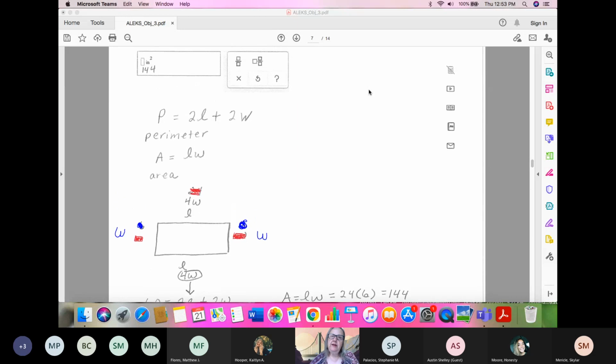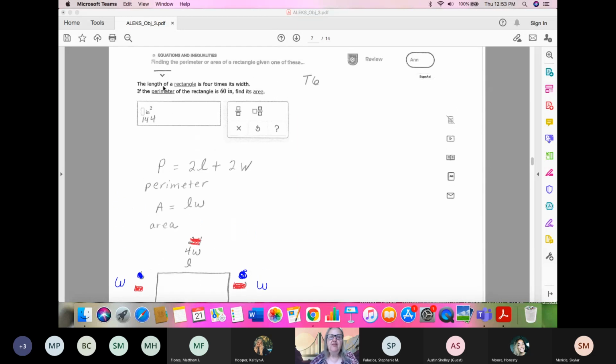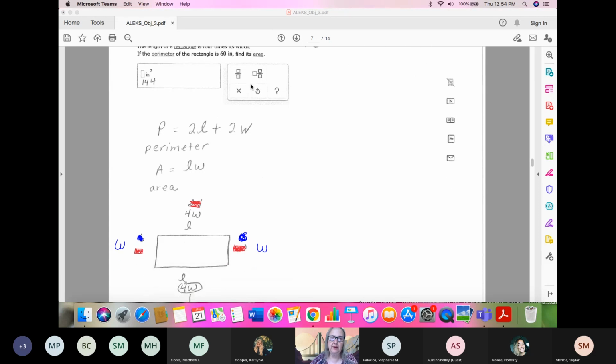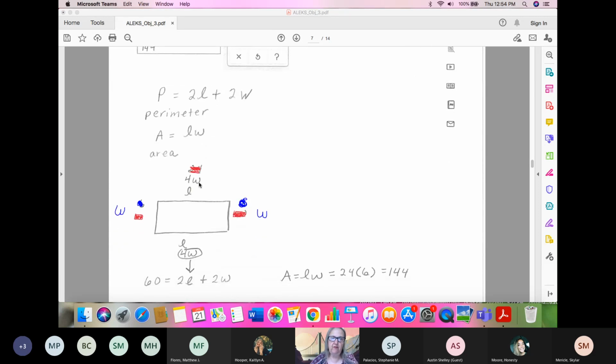Now we want to read the statements at the top. The length of a rectangle is 4 times its width. That means the length equals 4 times its width. That's 4W. So we can represent the length. The length is equal to 4 times W. So that's why I put a 4W here and here. The truth is you just need it down here or in one place.